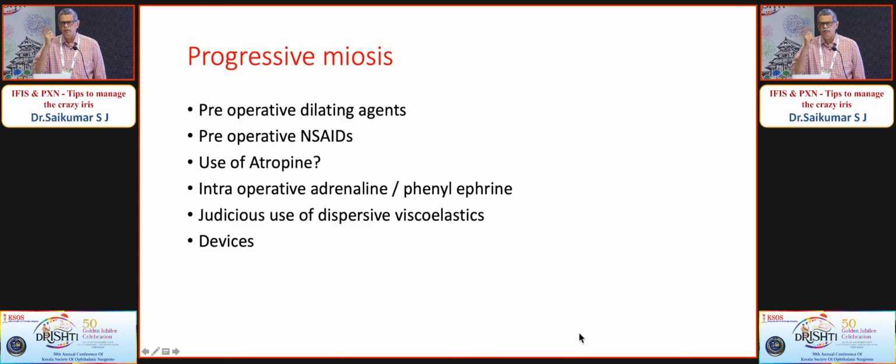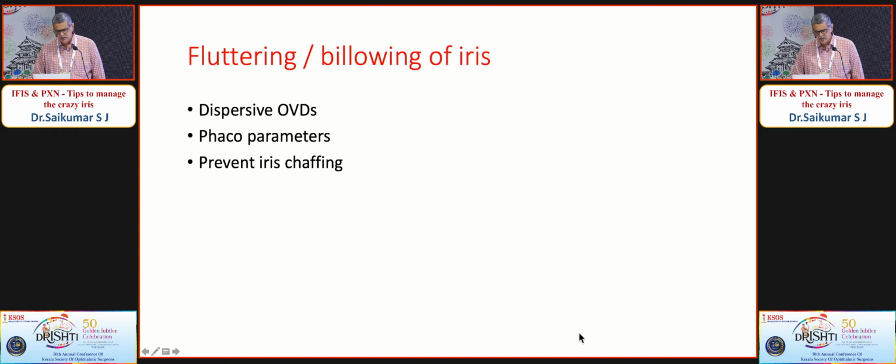Judicious use of dispersive viscoelastics to me is the most important step. I use only Viscoat for this condition, no financial interest, but I find this the best drug to keep the iris away from your surgical field. And of course, all the devices that are being discussed now.